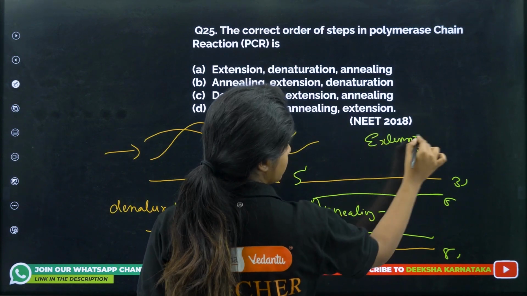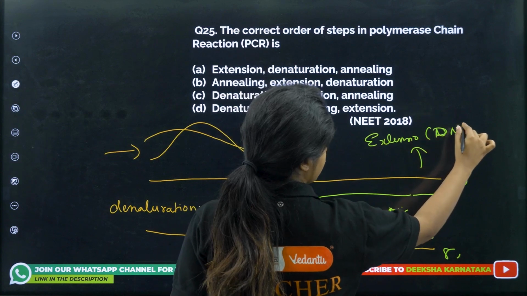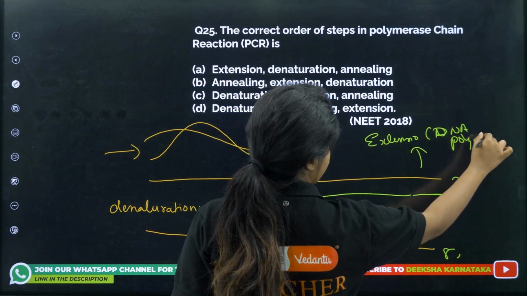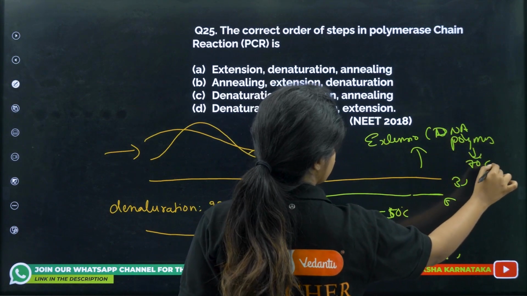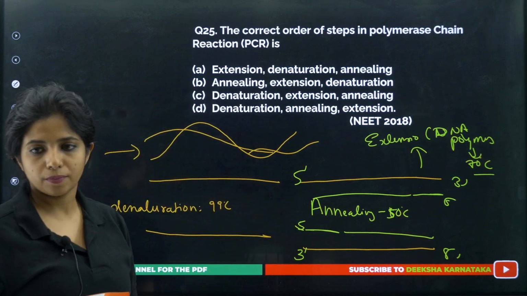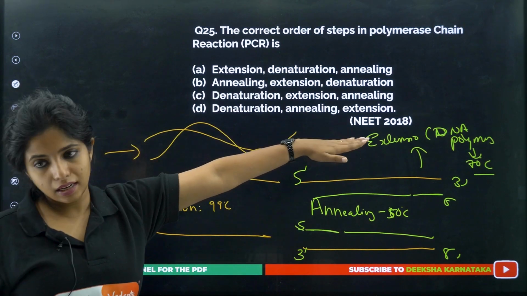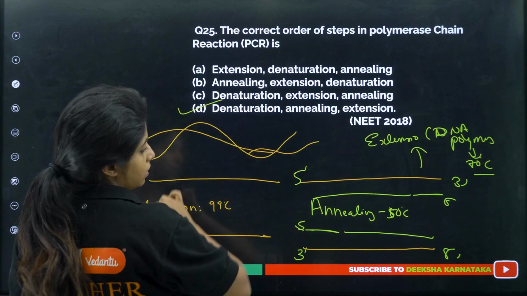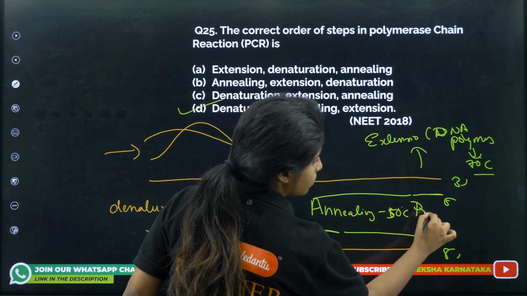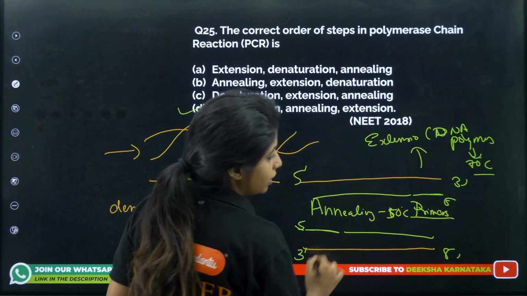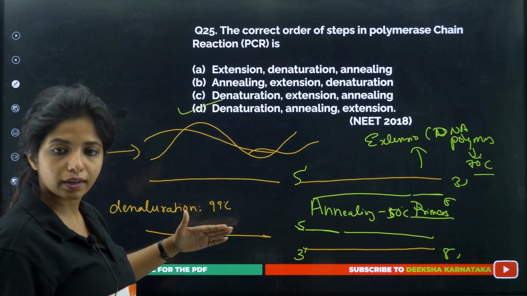So over here you have the DNA polymerase and you need a temperature around 70 degrees Celsius. Again, you're increasing the temperature. So it is denaturation, annealing, and then extension. This is the answer. And these things that you see over here, they are nothing but primers. So addition of primer for DNA extension is required.